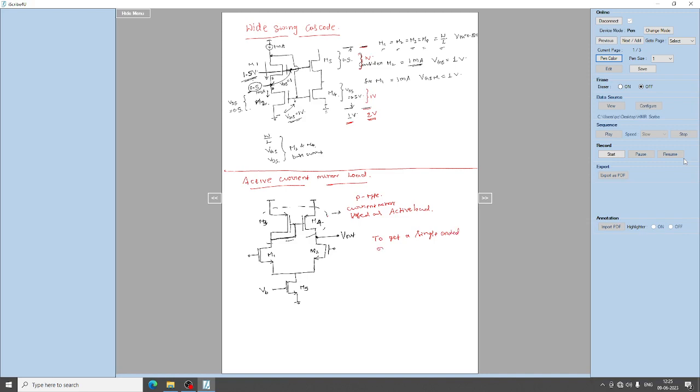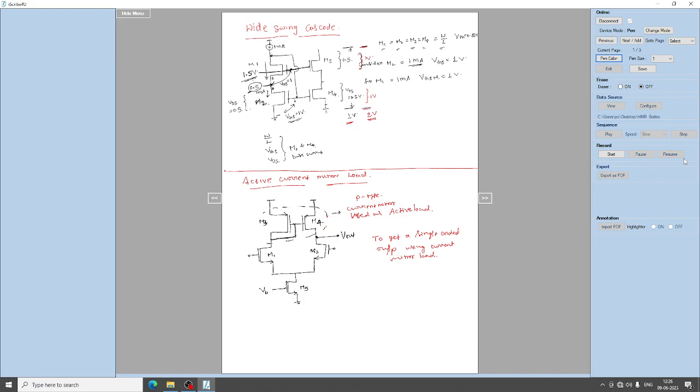So here this is to get a single ended output using a current mirror load. This PMOS device M3 and M4 is acting as a load. Okay, instead of using a resistor load as in the earlier case, we use a current mirror as a load. So that is why it is called a current mirror load.